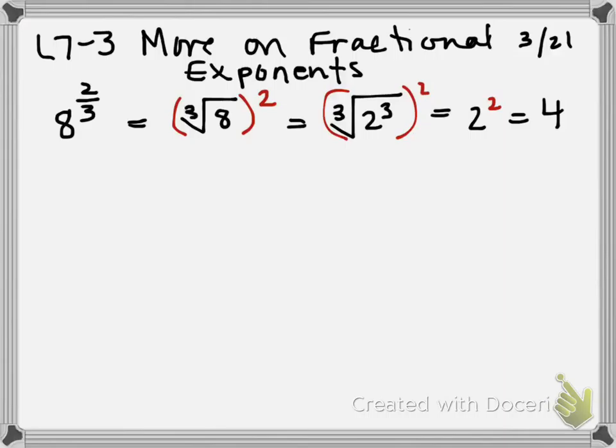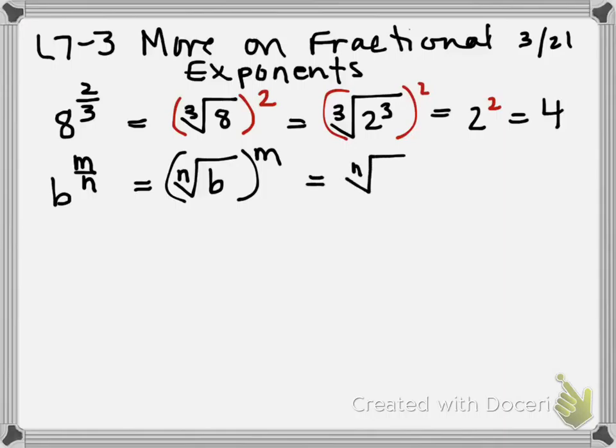Okay? So this is what it says algebraically. If I have a base that's raised to a fractional exponent where I have 2 different numbers and the numbers don't equal 1, especially the numerator number, what we can do is rewrite this as the nth root of the base and then raise the whole thing to the mth power. This means exactly the same thing we had talked about on Friday. These mean the same thing.